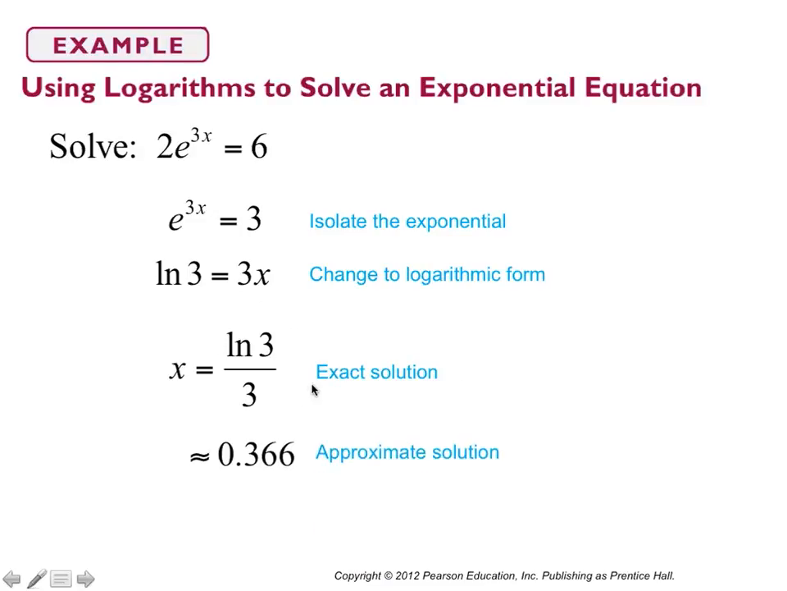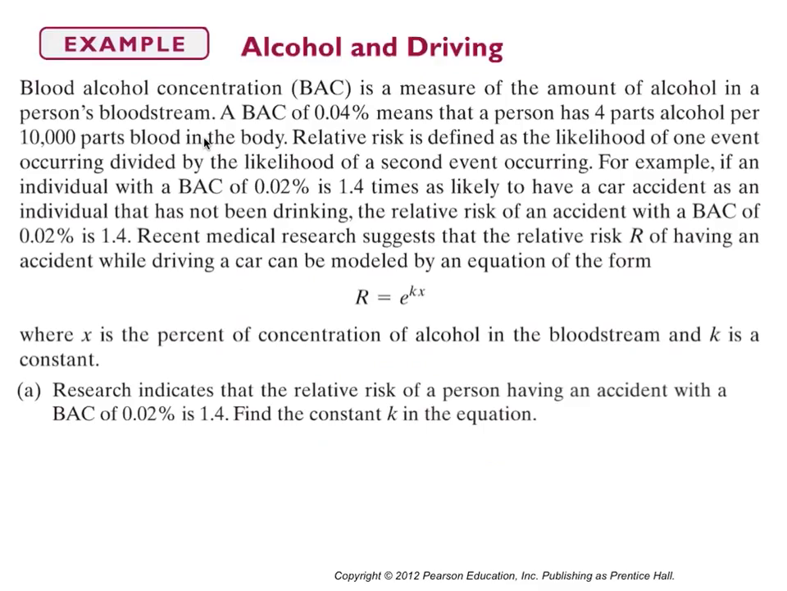And then if you want an approximate solution, you just need to plug this into your calculator. So you're going to do ln of 3, you're going to hit enter or equals, and then you're going to divide that number by 3, and you should get 0.366. That would be your approximate solution. And then you would also want to make sure that you actually check this by plugging it in to make sure that it works. Okay, let's take a look at an application problem.